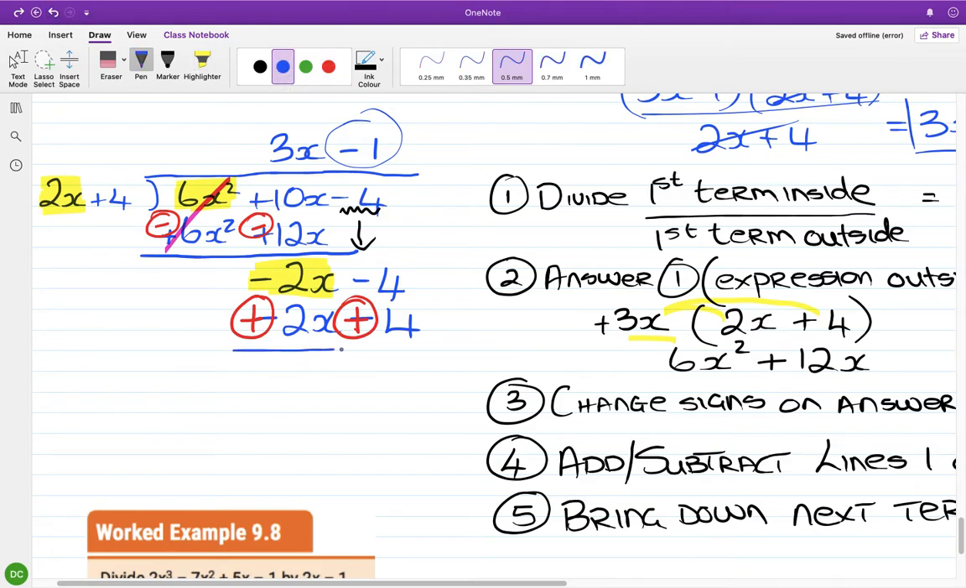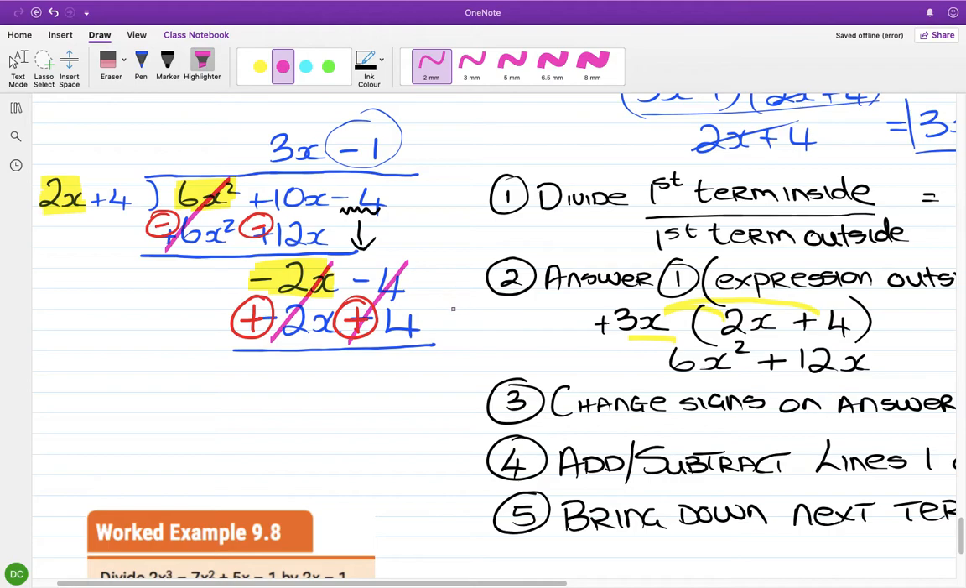Okay, so we're doing our lines to show we're adding and subtracting. We have minus 2x plus 2x, which will take each other out. Minus 4 plus 4, which will take each other out. Okay, and then step 5 is to bring down the next term. We don't have a next term.